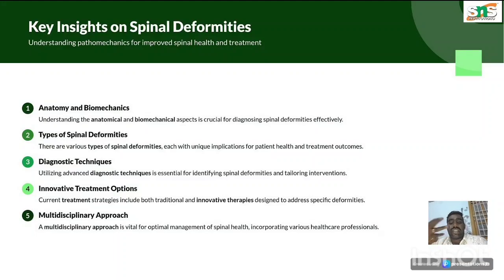There are different diagnostic techniques like MRI, CT, and physical examinations. They are used to assess spinal deformities and tailor the interventions. Innovative treatment options may include therapies like manual therapy, trigger point release, kinesio taping, IASTM soft tissue mobilization, and Mulligan mobilization for mobilizing techniques. These make up the multidisciplinary approach to spinal health with doctors and healthcare professionals.